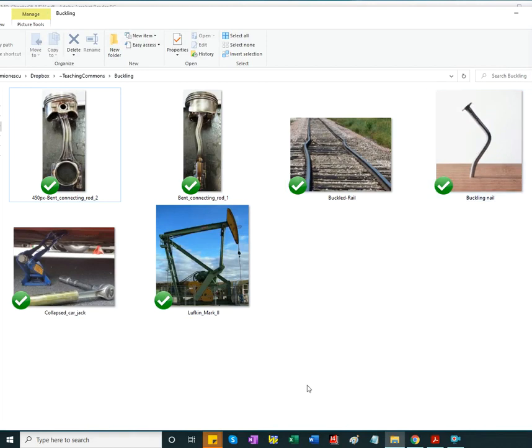buckled nail. So this happens, buckling, when we have a slender machine element that is subject to compression, and what it does is losing its stability, its shape. What you're seeing here are plastic buckling.